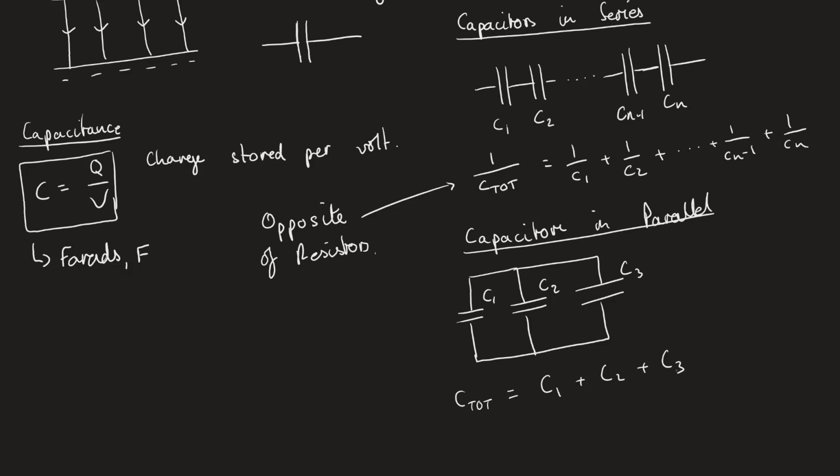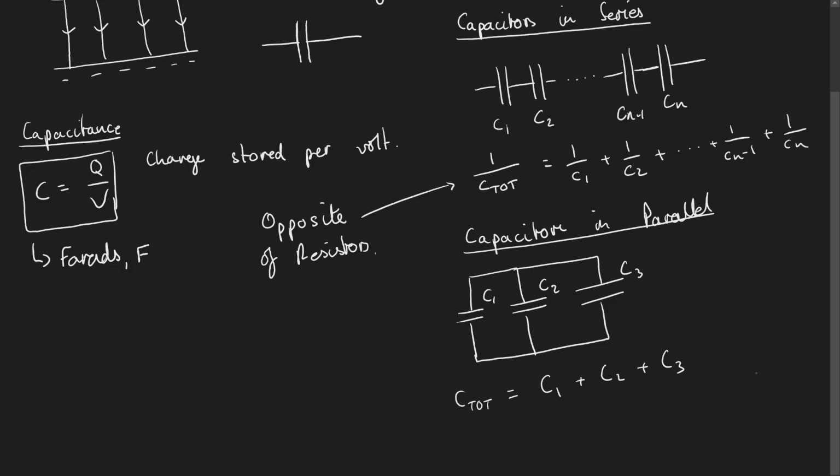And that's just because each of these things will have the same voltage, and if they store the same charge or different charges, I'm just going to sum the amount of charge that I'm holding on each of them divided by the same amount of voltage, so I can just have a linear sum of these things.